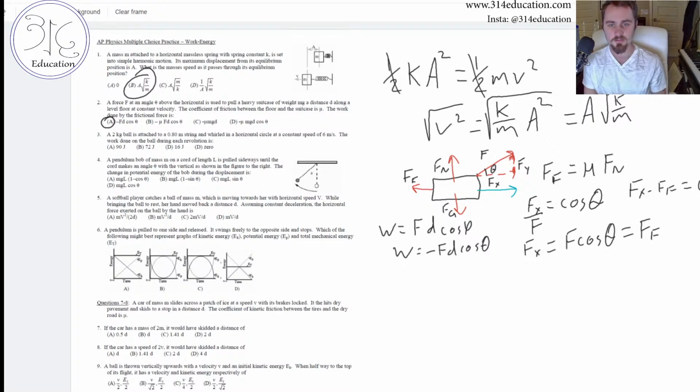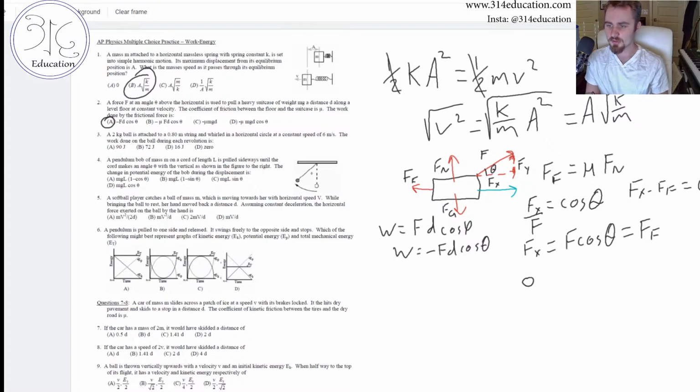Ooh, 3 is a kind of a tricky one here. Because we've got a 2 kilogram ball attached to an 0.8 meter string and whirled in a horizontal circle at a constant speed of 6 meters per second. The work done on the ball during each revolution is going to be equal to which?